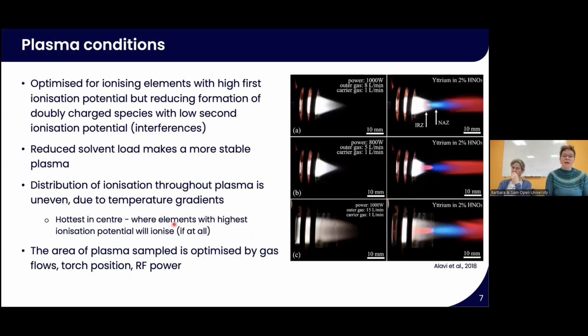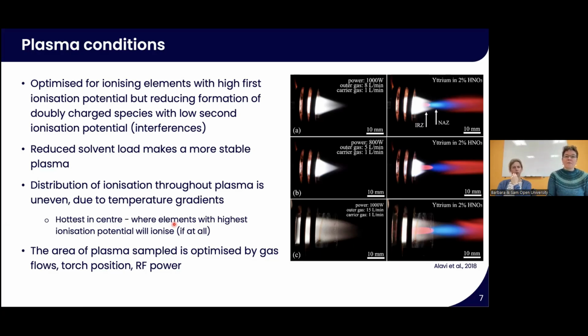And as I already mentioned, we optimize the plasma, and there are several ways of doing that. We optimize the plasma to have elements ionized which have a high first ionization potential, but reduce the formation of doubly charged ions, because we don't want those, as they could create interferences which then cause problems with our measurements. And overall, it is important not to overload the plasma, because if you add too much material to the plasma, you also inhibit the creation of ions.